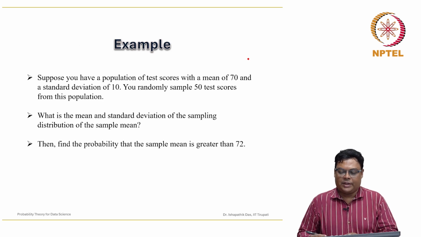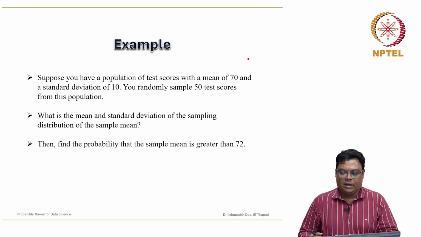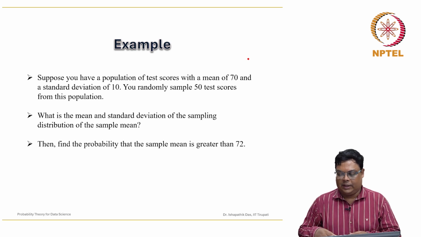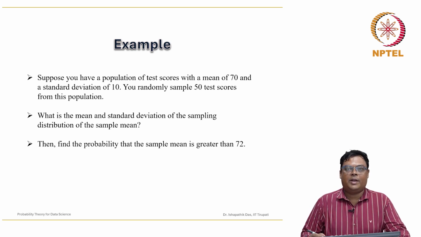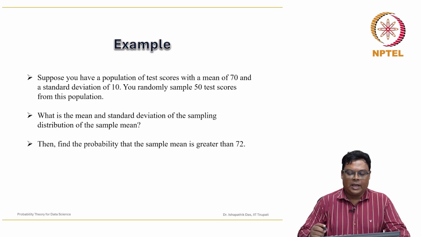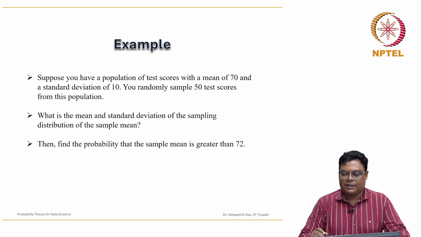Suppose you have a population of test scores with mean 70 and standard deviation of 10. You randomly sample 50 test scores from this population. What is the mean and standard deviation of the sampling distribution of the sample mean, and then find the probability that a sample mean is greater than 72. Let us discuss one numerical example where the central limit theorem may be utilized. Suppose you have a population of test scores with a mean 70 and a standard deviation 10. You randomly sampled 50 test scores from this population.